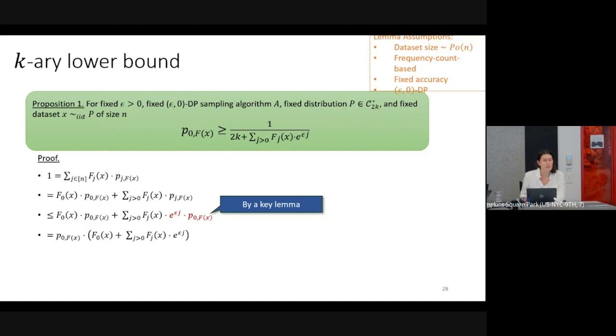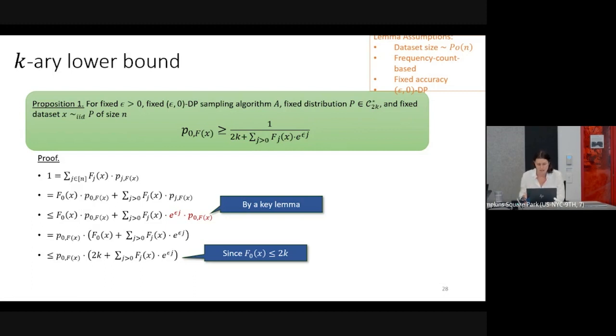So we can just factor out this P0 term and notice that F0, the number of things that occur 0 times, will be at most 2k because the universe size is 2k. So we can upper bound it by 2k. And then just dividing both sides by 2k plus that summation gives us the result that we want. So up to the proof of this key lemma, are there any questions on how this works so far? Okay.